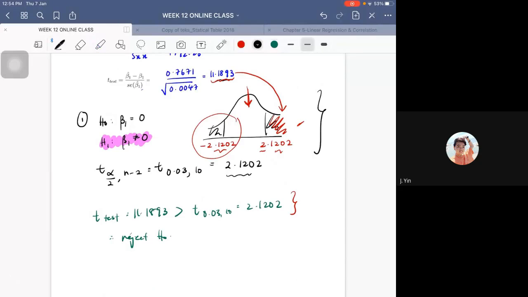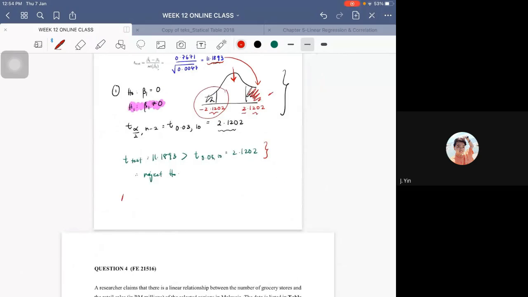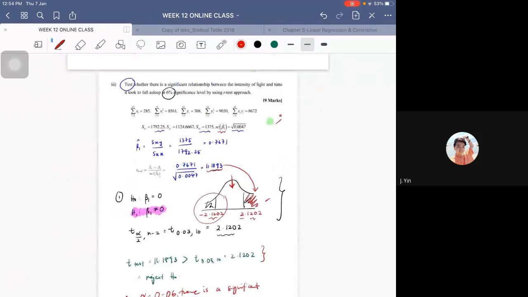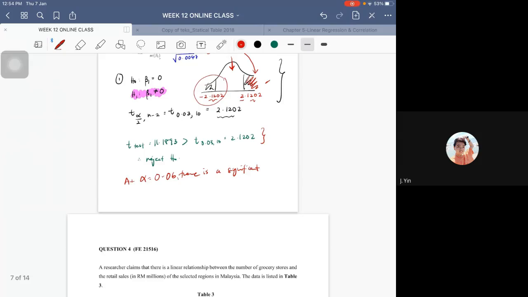So what does that mean? There is a relationship between both of the variables. Therefore, we can write the conclusion. At alpha equals 0.06, there is a significant relationship. We are basically just answering the question. It asks us to test whether there is a significant relationship. Yes, there is a significant relationship between the light intensity, that is our x variable, and the time taken to fall asleep. Okay, so that is going to be our conclusion.